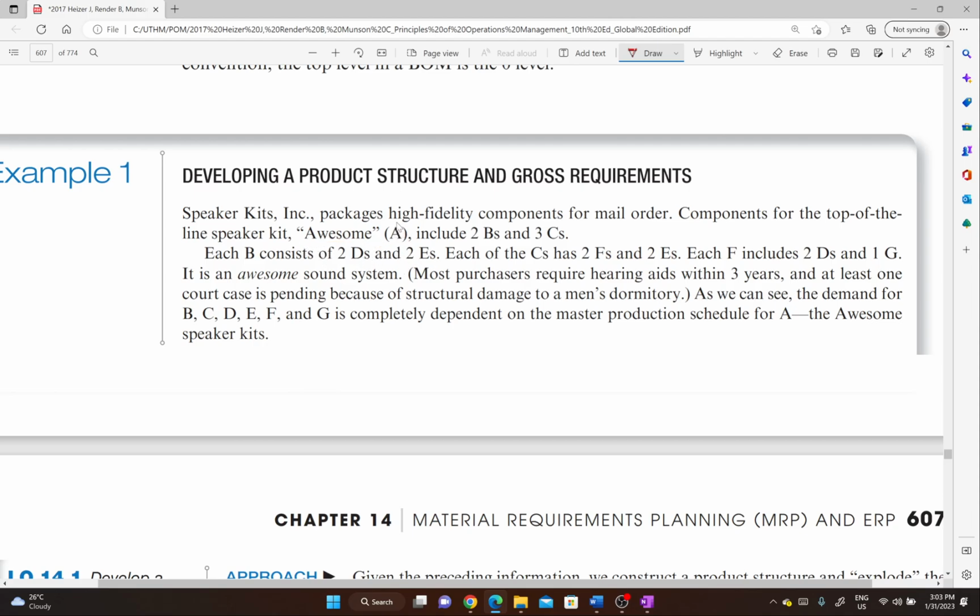So for them to develop one awesome speaker A, they put it as A here. They need two B's and three C's. B and C are components of A. Then each B consists of 2D and 2E. Again, D and E are components of B, and it goes on until C, F, E, and all these things. So for us to get a good summary, we need to put this in terms of a networking graph. That is called product structure.